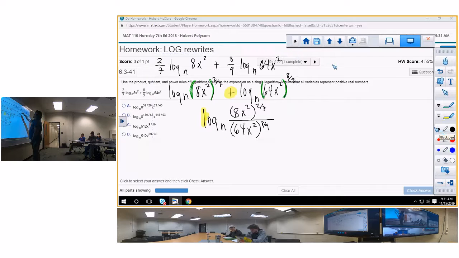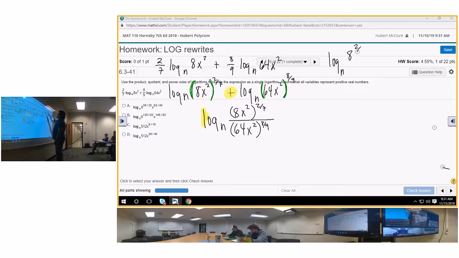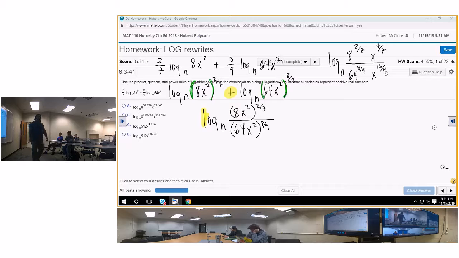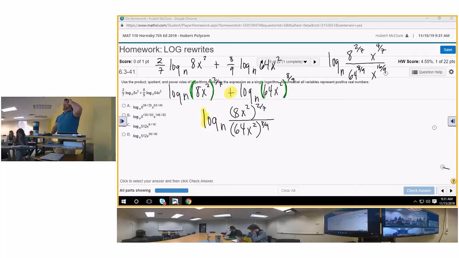So log, I'm going to just write it up here, log base n of 8 to the 2/7, x to the 4/7, over 64 to the 8/9 and x to the 16/9. Okay, y'all work on it. I would change that 64 to 8 what? 8 squared, so you can subtract the exponents.